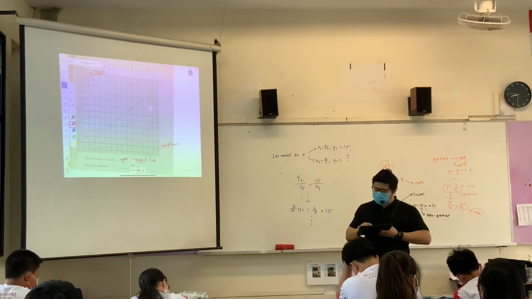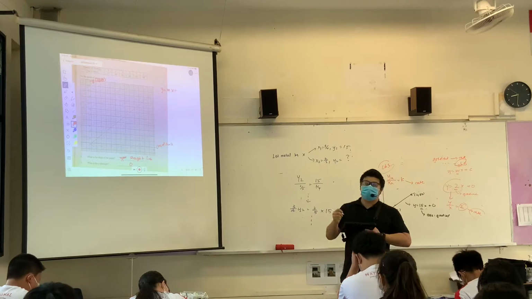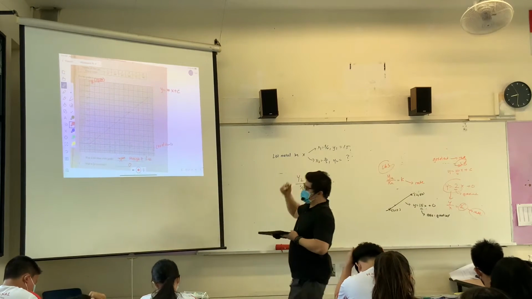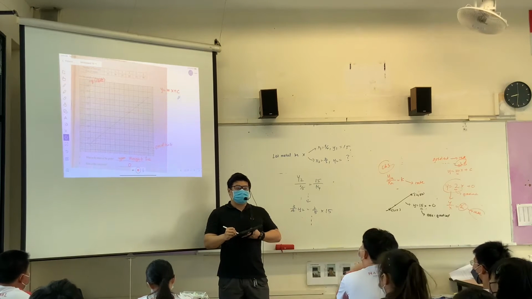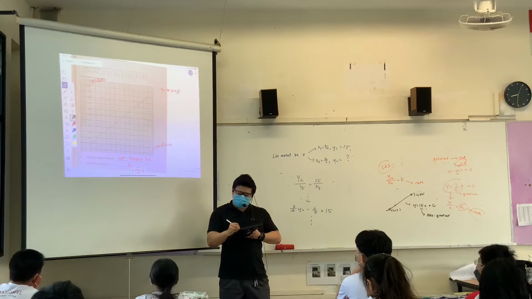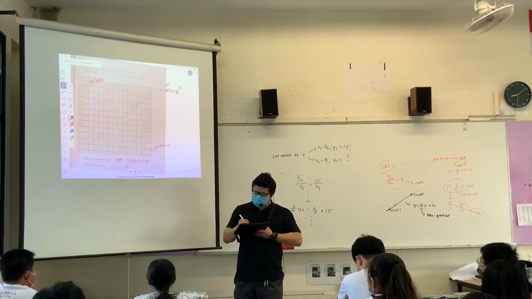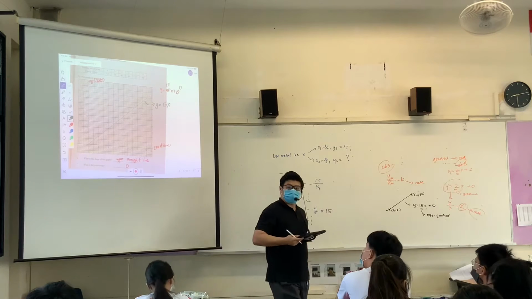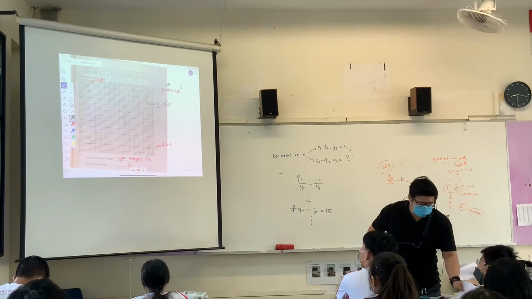If I were to be a bit more bold, remember this equation: if it's a straight line, can I say it's y equals mx plus c? Then what is the c? The c will be 0. Very good. The c is 0. What is the gradient? 15. Very good. So can I safely say that the equation of this line is y equals 15x? Cannot.